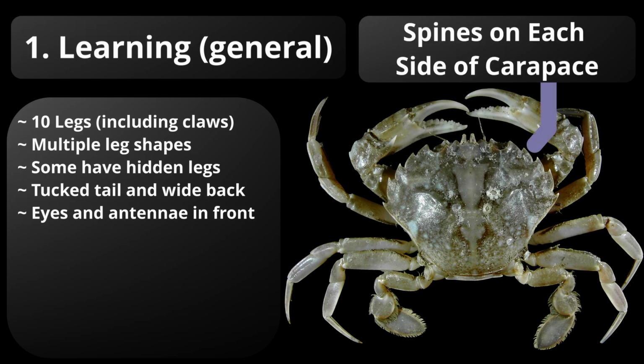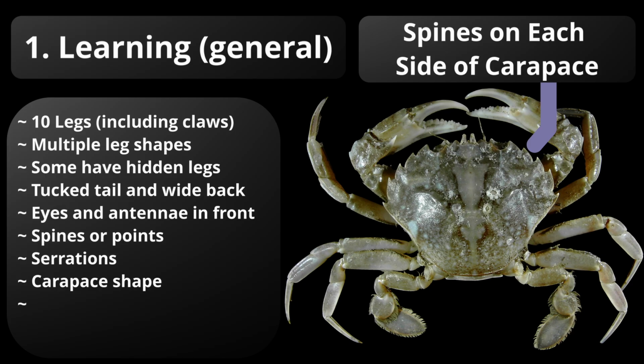Some features that are often used to identify crabs are spines or points, serrations, carapace shape, and hairs. The shape, body structure, color, and behavior of a crab is usually the most reliable way to identify it, but knowing about its habitat can make the process a whole lot faster by quickly eliminating species that don't match the location and environmental conditions. There are thousands of species of crabs all over the world.